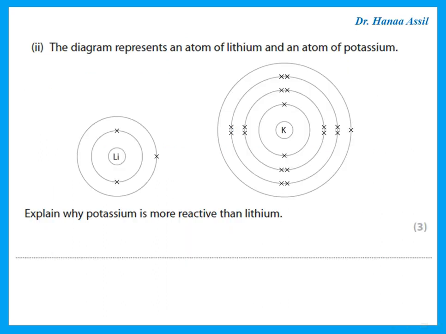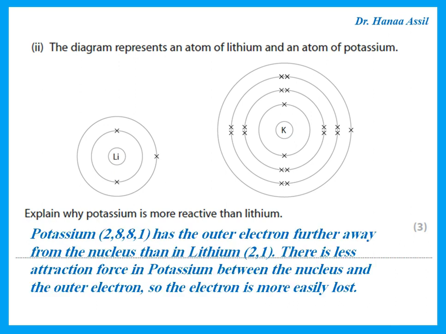Then he has the diagram represents an atom of lithium and an atom of potassium. Explain why potassium is more reactive than lithium. Remember, as we go down group 1, the metal becomes more reactive, and you should be able to explain that. This is because potassium has the outer electron further away from the nucleus. It has more shells, bigger atom. So the outer electron is further away from the nucleus. That means less attraction force between the nucleus and the outer electron. So the electron is more easily lost. Remember, a metal needs to lose electrons. If it can lose it more easily, then it is more reactive.